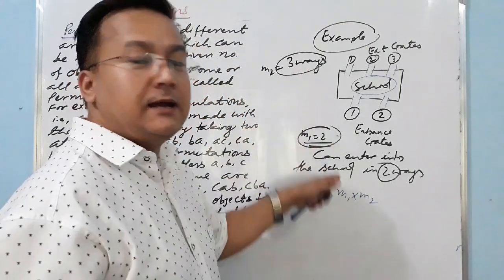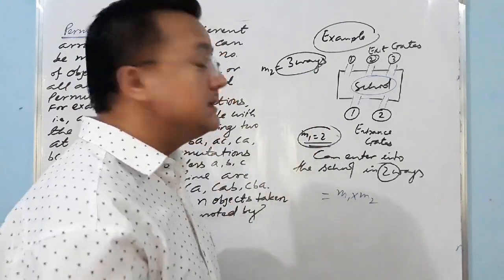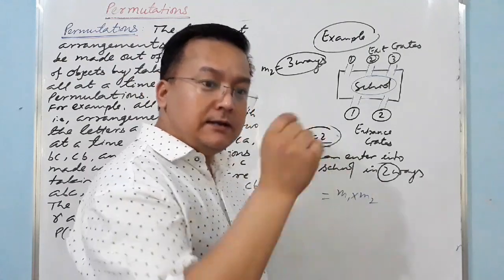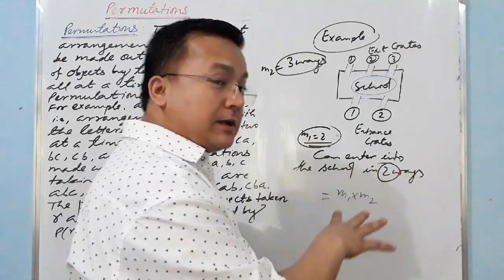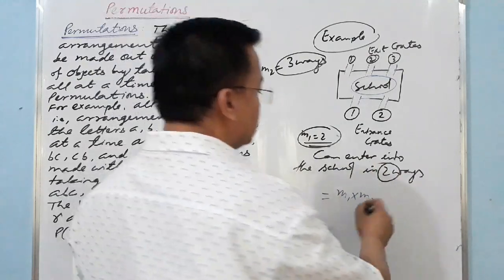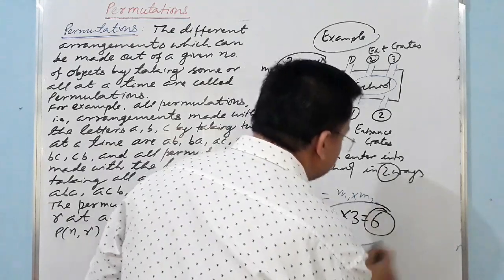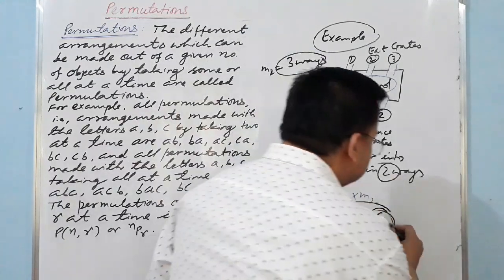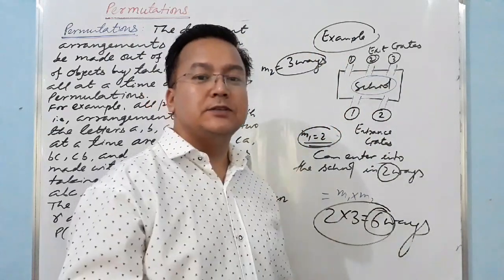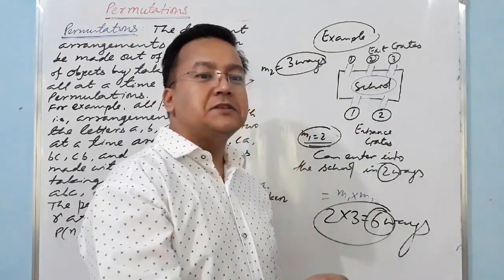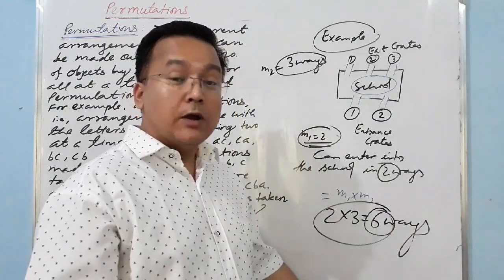We multiply if we want to find the total number of ways in which a student can enter inside the school and come out from the school. So the total number of ways will be M1 times M2, which is 2 times 3 equals 6. The student can go inside and come out from the school in 6 ways. So simple.